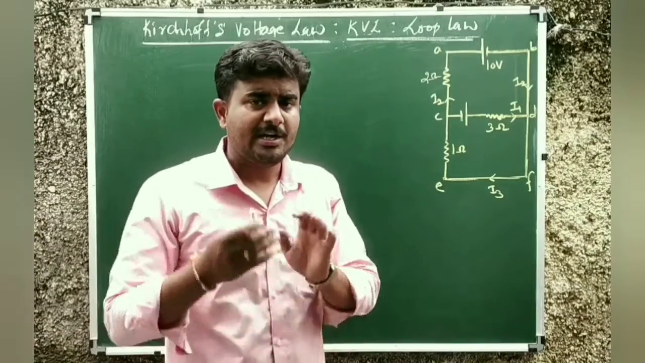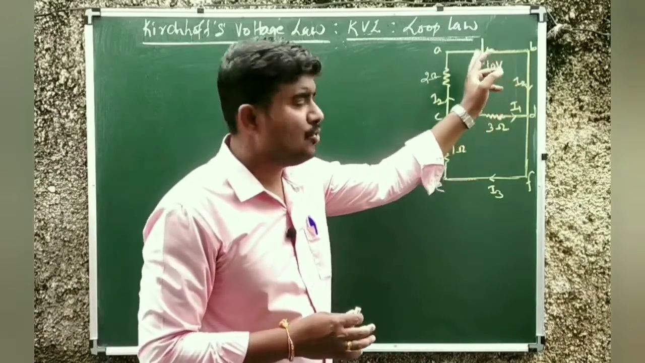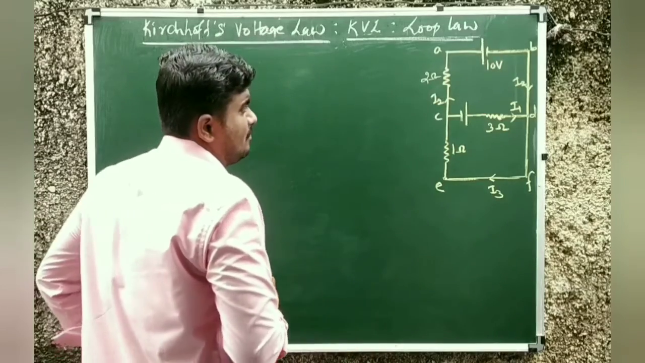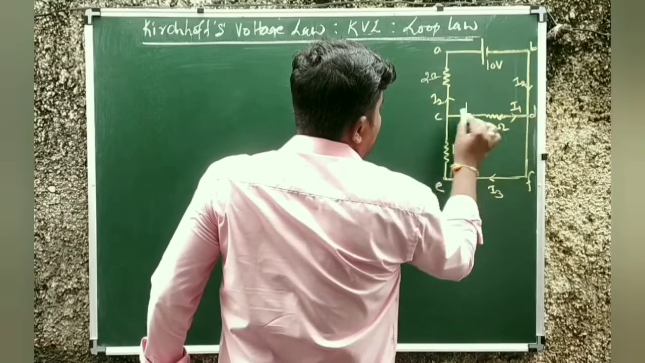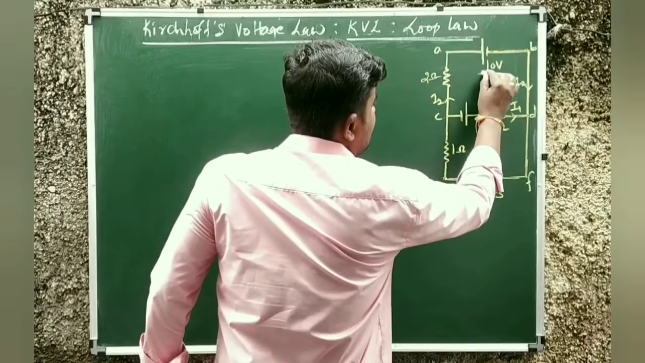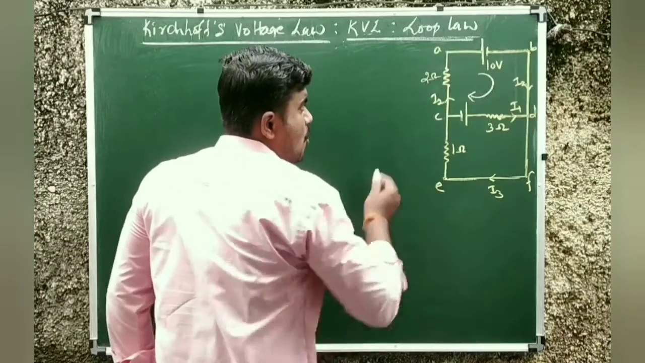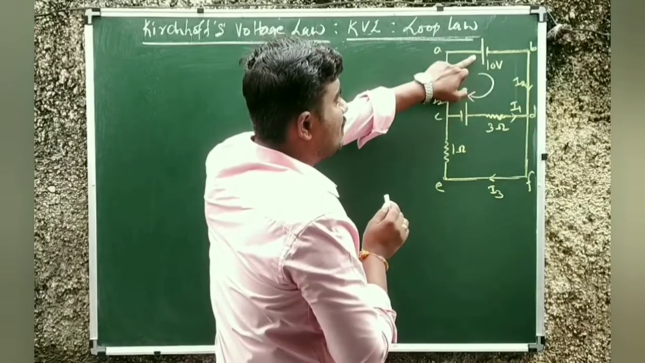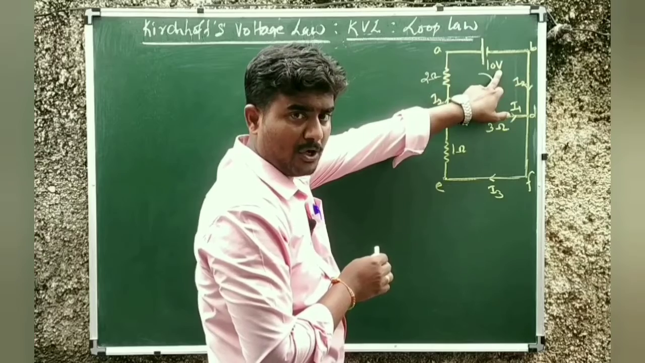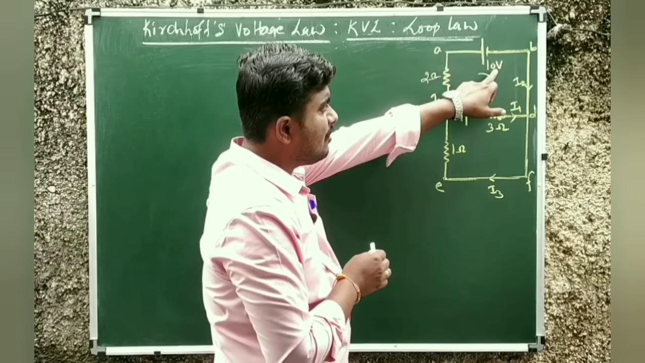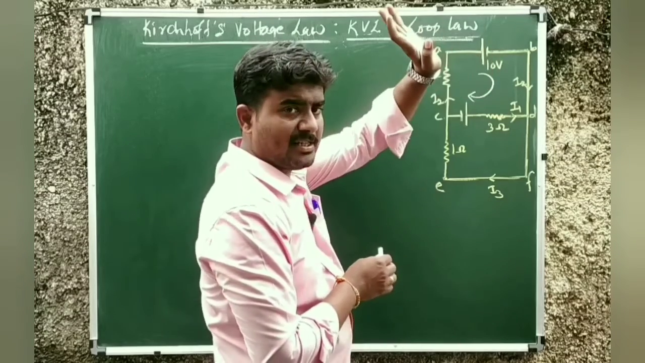In different books, different types of sign conventions have been given. So we shall consider one easy sign convention to solve this complicated circuit. See here, if you want to travel from A to B, B to D, D to C and C to A, it makes one loop. While traveling, if you find the positive terminal of the cell, then take that EMF as 10 volt. If you find the negative terminal of the cell, then take it as negative.